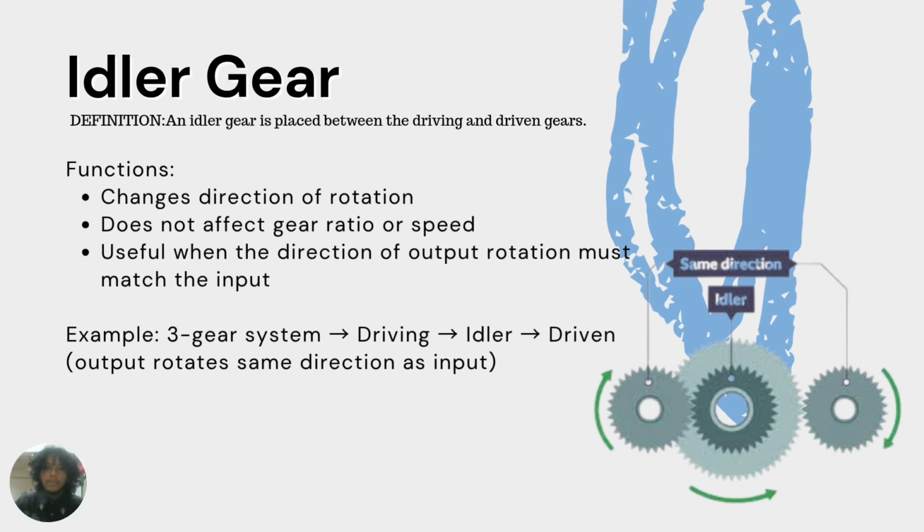For example, imagine a three-gear system. The driving gear turns clockwise, the idler turns counterclockwise, and the driven gear turns clockwise again. This setup is useful when the designer wants the input and output shafts to rotate in the same direction, such as in some mechanical linkages or car transmissions. So remember, idler gears are used for direction and not for changing speed or torque.